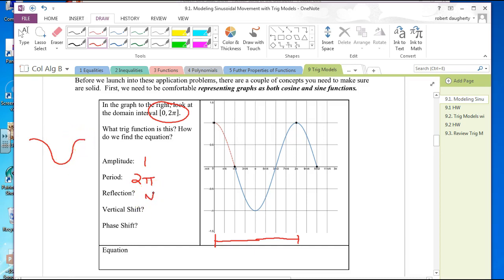Has there been a vertical shift? Yes or no? No, it's at the x-axis there, so there's no vertical shift. Is there a phase shift? Has it moved left or right? No, it starts here at 0 and ends at 2 pi, so there's no phase shift. What is that equation? From 0 to 2 pi, what is that equation?